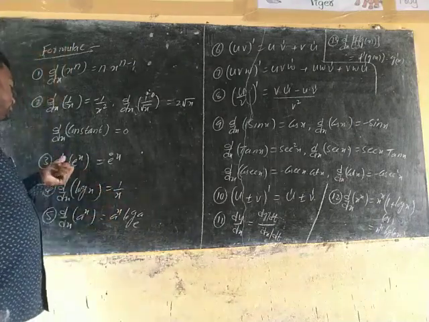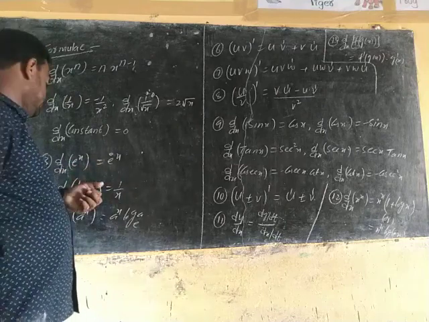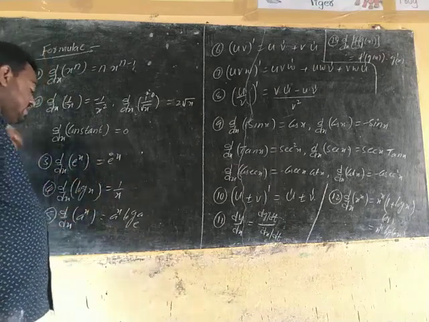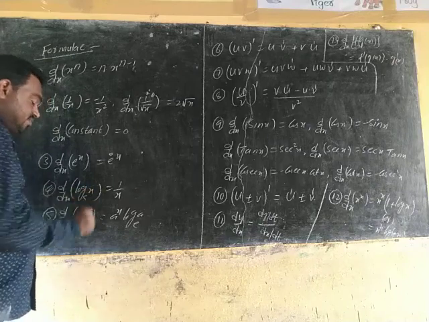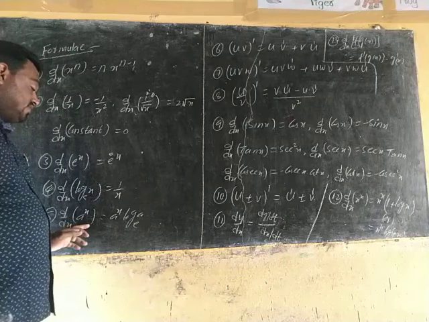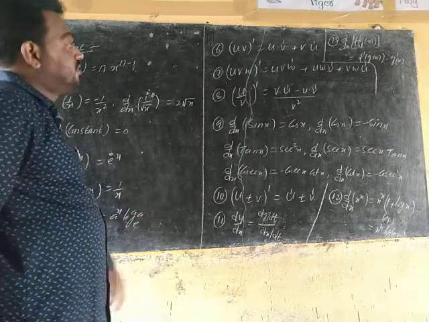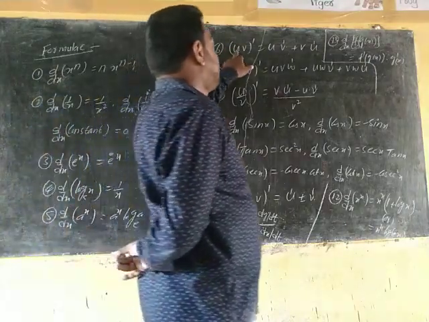Next, third: derivative of e power of x is e power of x only. Derivative of log x to the base e is 1 by x. Derivative of a power of x is a power of x log a to the base e. Next, the sixth one, the product rule.